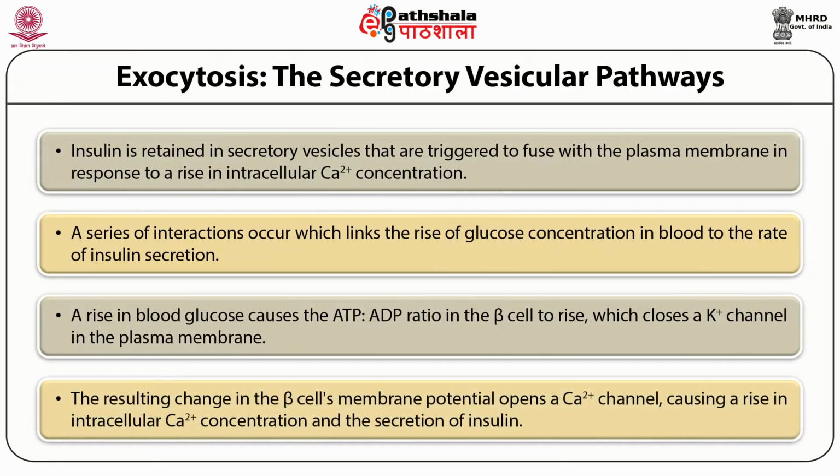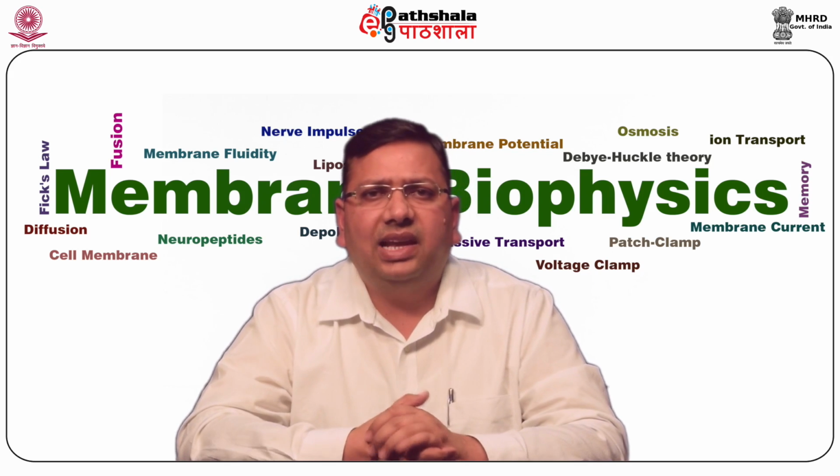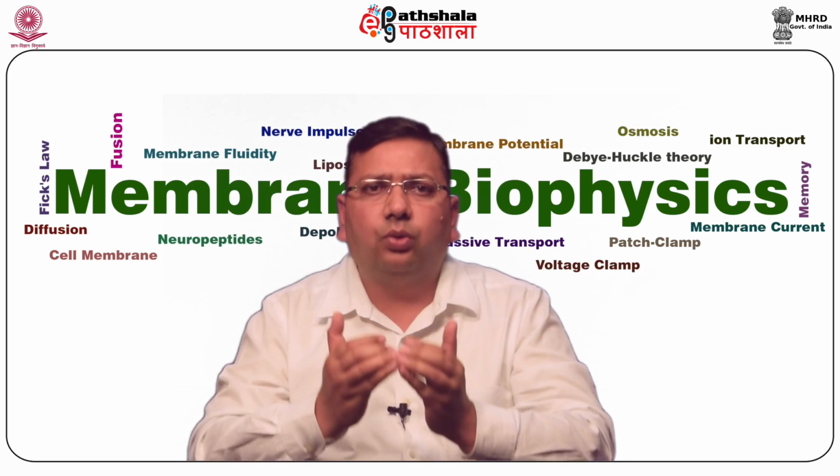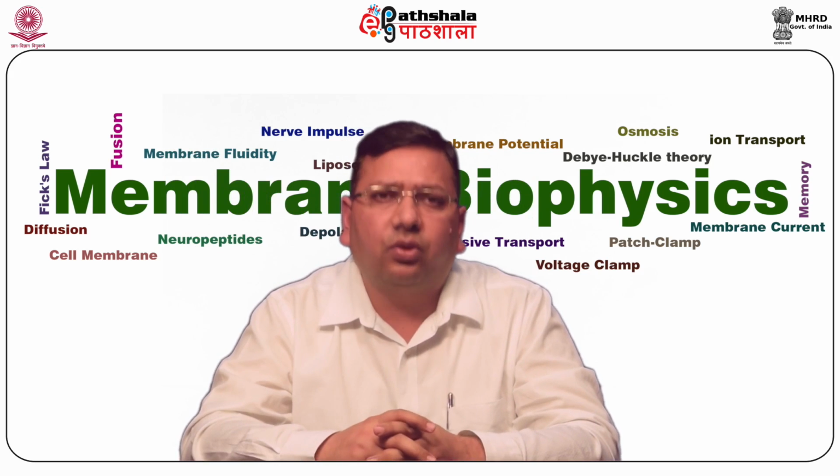The resulting change in the beta cell's membrane potential opens calcium channels, causing a rise in intracellular calcium concentration and the secretion of insulin. The process in which a cell internalizes molecules from outside into its cytosol is termed endocytosis.